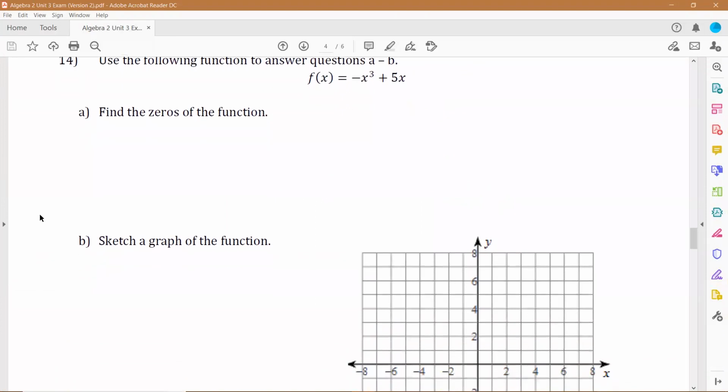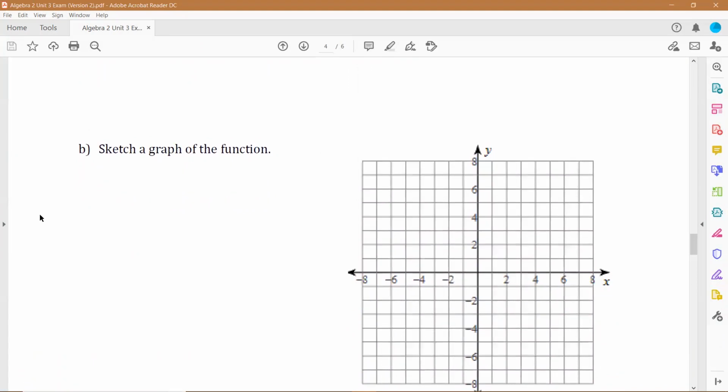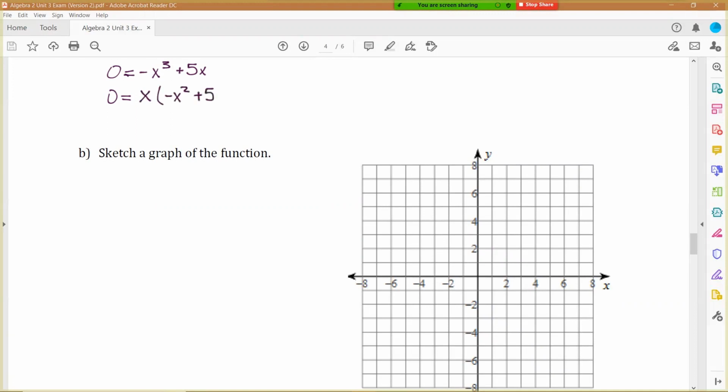Question 14, we're going to use this function to answer parts A and B. I'm going to scroll. So for part A, you want to find the zeros. What that means is set the function equal to 0 and factor it. So first thing I noticed, there is a greatest common factor. So first thing I would do is factor out an x.